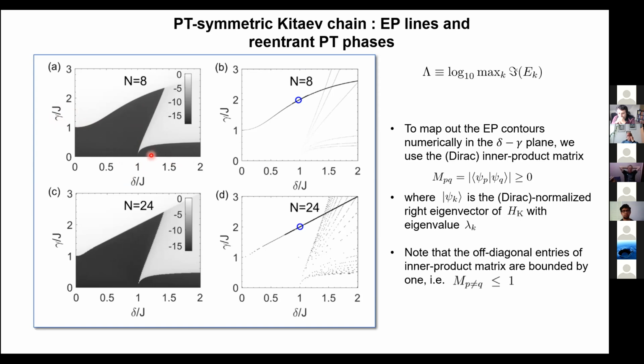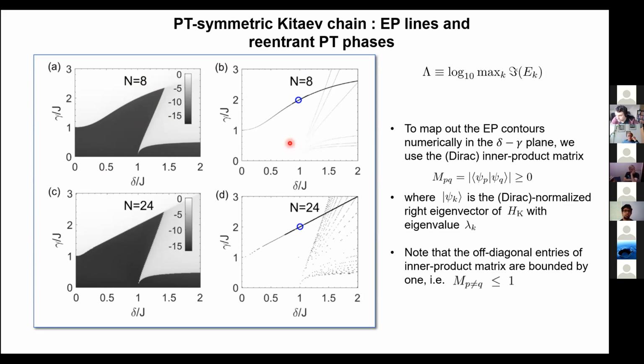So the black region basically represents the PT-symmetric region, and the colored one represents the PT-broken region. If you start at some point for delta greater than 1, you start seeing that the PT breaks and then makes up again, and then breaks again. So these reentrant phases are sort of interesting to see. You can find out what the PT phases are, but what was more interesting was to see what the EP lines were.